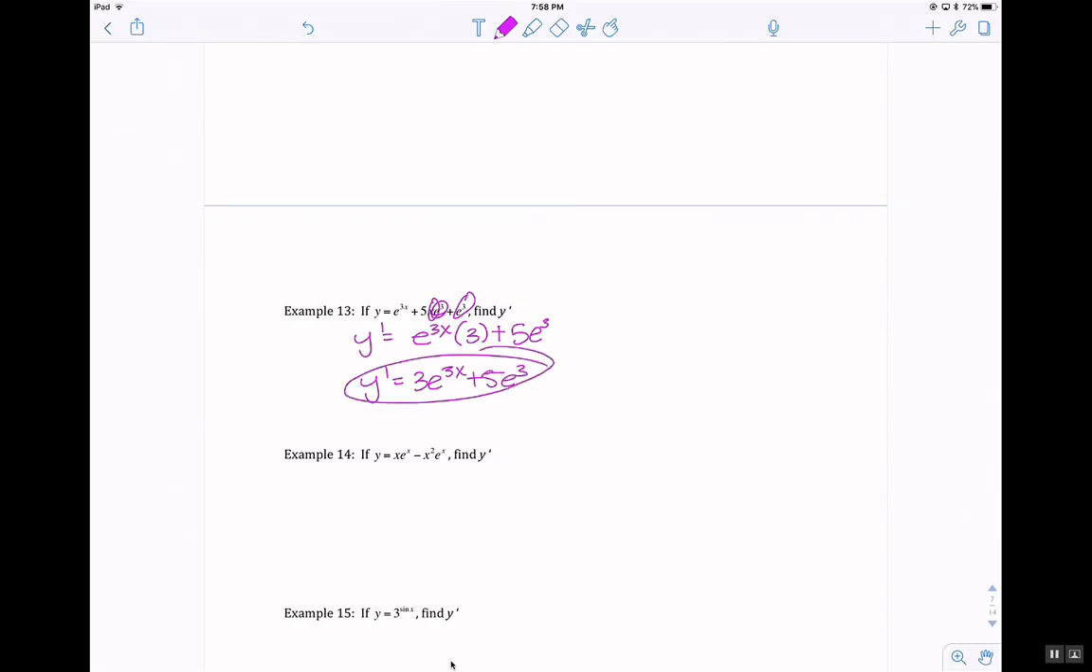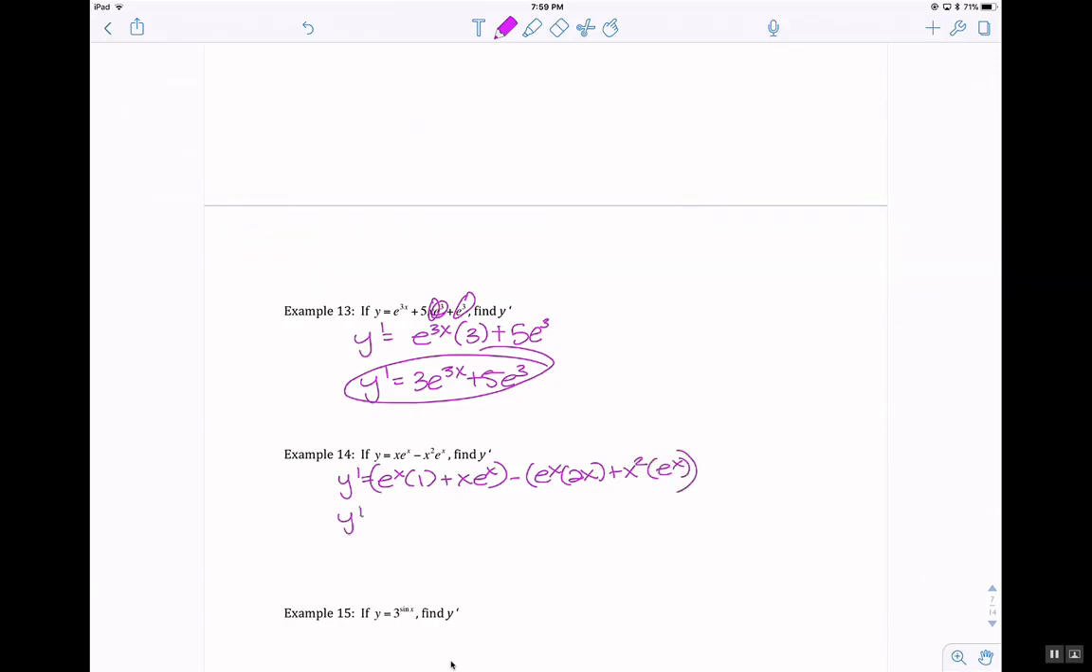14 is product rules. So y prime: e to the x times the derivative of x, which is 1, plus x times the derivative of e to the x, which is just itself, minus e to the x times the derivative of x squared, which is 2x, plus x squared times the derivative of e to the x, which is e to the x.